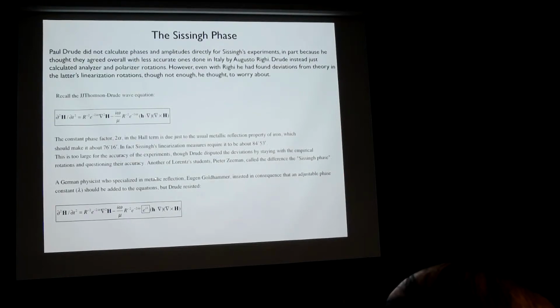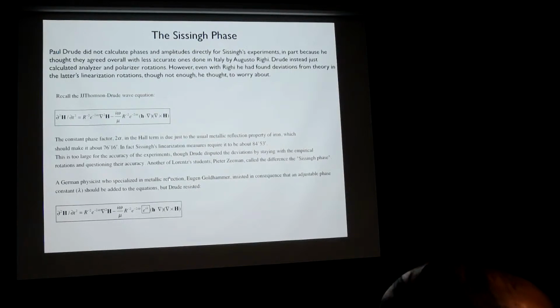Now, Lorentz had another student by the name of Peter Zeeman. And Zeeman was very interested in this, and in fact, he expropriated Sissing's apparatus after a while. And he called the difference between the 76 and the 84 the Sissing phase. It's a problem, but not clear how much of a problem it is.